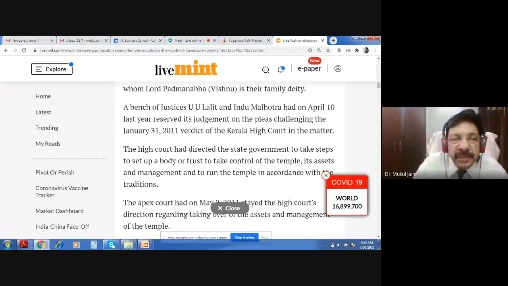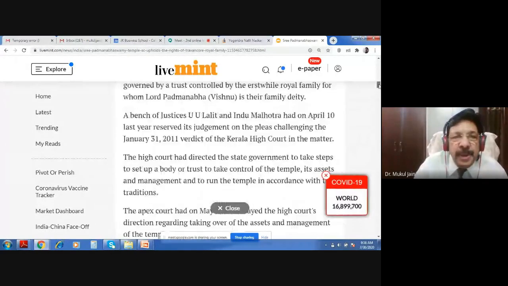केरला हाई कोर्ट में वहां पर भी चल रहा था केस, तो उसका इन्होंने चैलेंज किया था. हाई कोर्ट ने बोल दिया था स्टेट गवर्नमेंट को to take steps to set up a body or trust to take control of the temple, its assets and management and to run the temple in accordance with the traditions. बट इन्होंने फिर चैलेंज किया, अपील की सुप्रीम कोर्ट में.